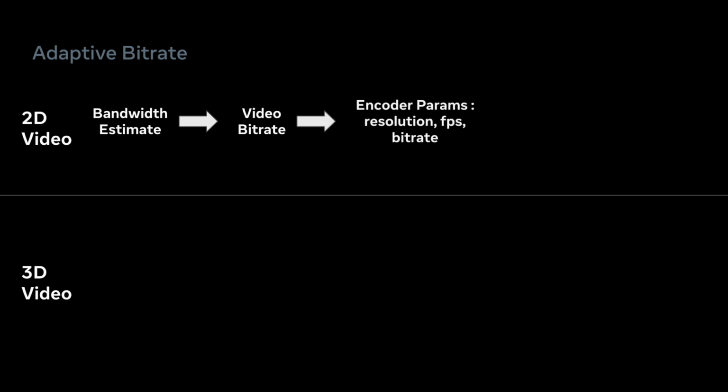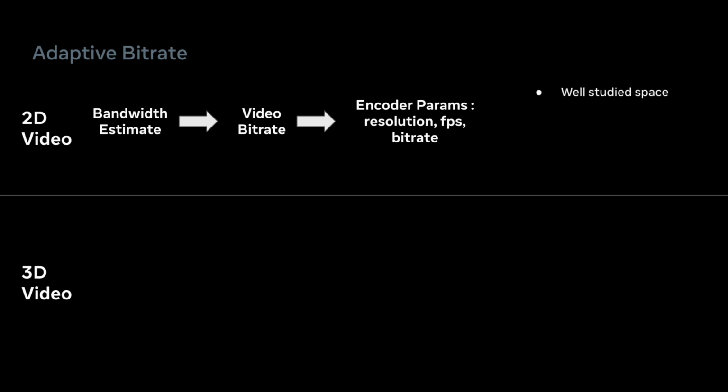Now, coming to the challenge of adaptive bitrate. For 2D video, ABR is a relatively simple problem. You start with a bandwidth estimate. You translate that to a video bitrate by typically subtracting the bitrate needed for audio. From there, you determine the encoder parameters such as resolution, FPS, and bitrate.